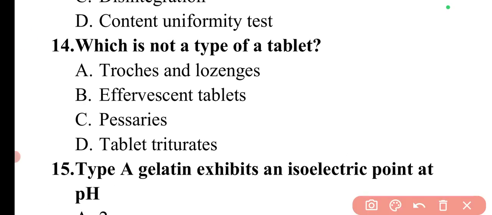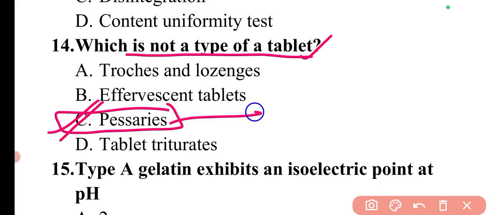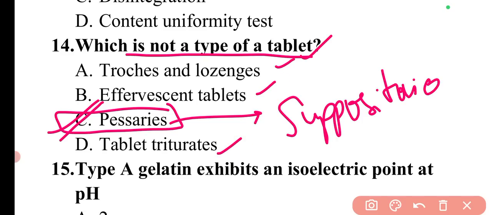The next question is, which is not a type of tablet? Here the pessaries are not a type of tablet; these are a type of suppository. So here option C is correct. And troches, lozenges, effervescent tablets, tablet triturates, these are the different types of tablets.